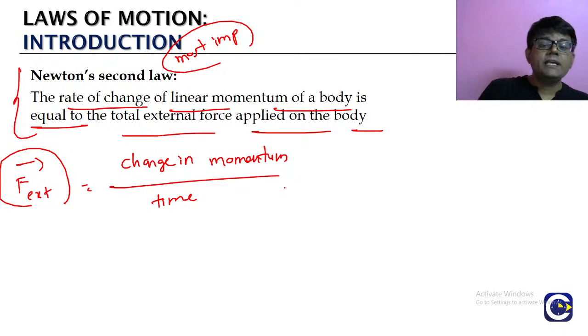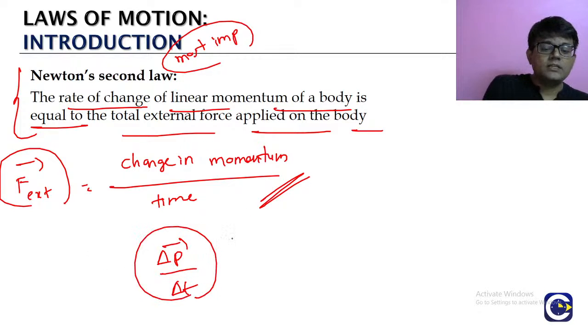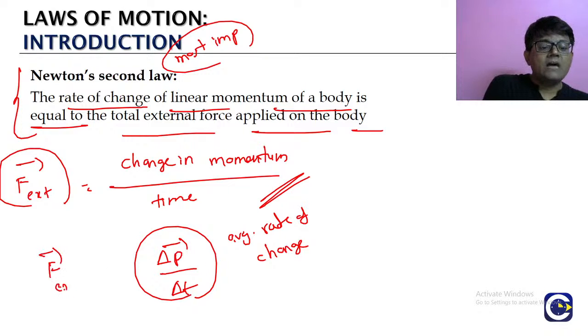Now when we say rate of change of momentum, we can either have the average rate of change, which means the change in momentum by the time taken for a finite interval. This is the average rate of change. This will give us the average external force value. We can also have the instantaneous.